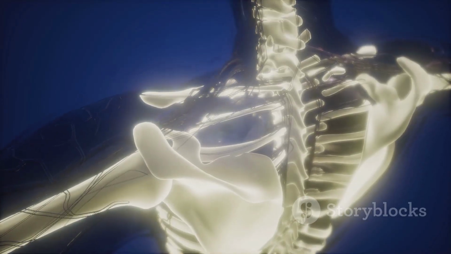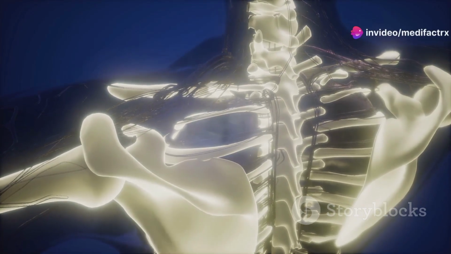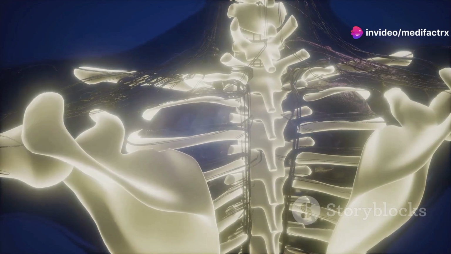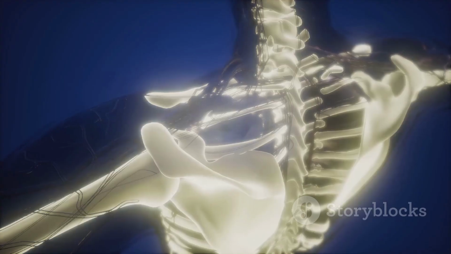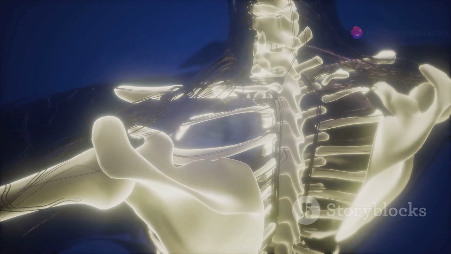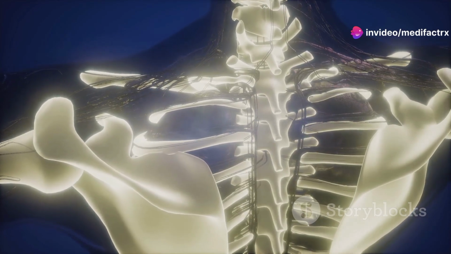The cervical plexus, formed by the ventral rami of the first 4 cervical nerves, or C1 to C4, also contributes significantly to the innervation of the posterior triangle. Several cutaneous branches of the cervical plexus emerge at the posterior border of the sternocleidomastoid muscle, providing sensory innervation to the skin of the posterior triangle.